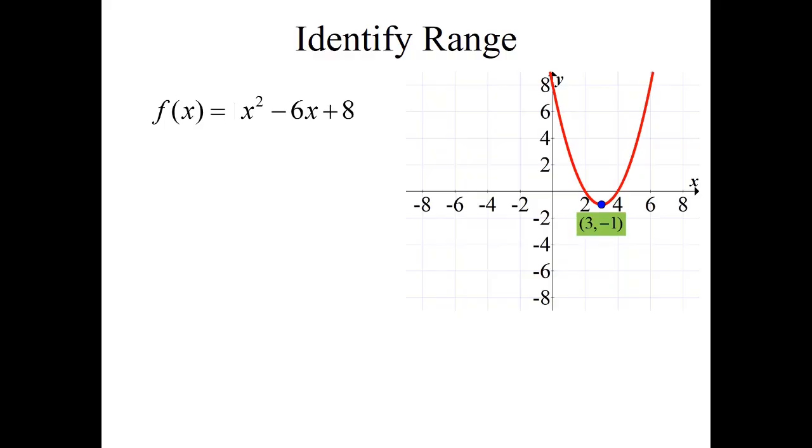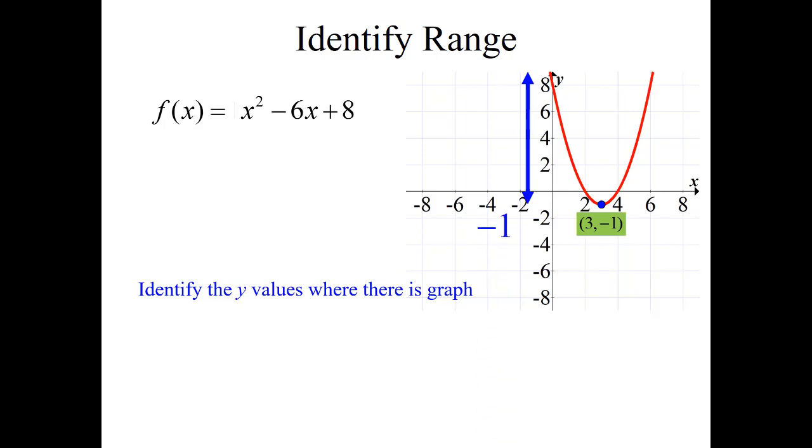Now the range means the y values. Here's a graph, the same one we've been doing. We've already found the vertex to be (3, -1). The y values, where we see a graph, would be from the vertex upward. So the vertex, the y value there is -1. It means upward, it goes on forever, so that's infinity. Now in interval notation, we would write that as [-1, infinity). And since there is a dot at -1, it has a bracket on the -1. Infinity always gets parentheses in interval notation.